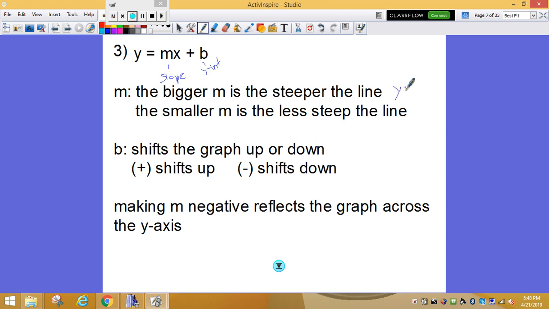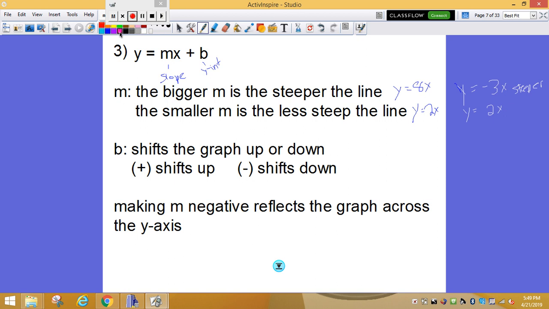So like if I had y equals 8x and y equals 2x, 8x is going to be steeper because the 8 is bigger than the 2. So bigger the m, the steeper the line. Also, another thing I want you to write, the negatives don't matter. So like if you had y equals negative 3x and y equals 2x, even though this is a negative 3, it's still going to be steeper. We don't care about the negatives. 3 is bigger than 2, so negative 3 is going to be steeper, and this one's going to be less steep. b is going to shift it up or down.